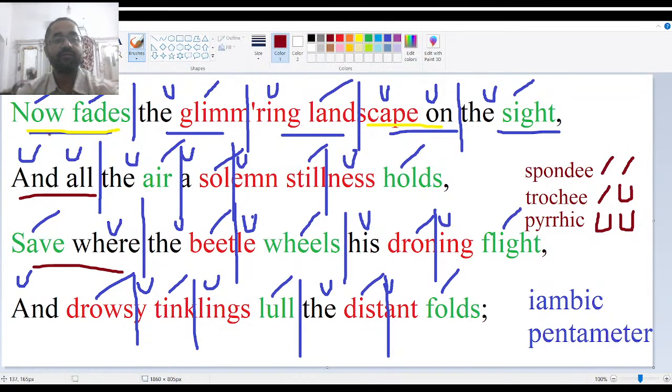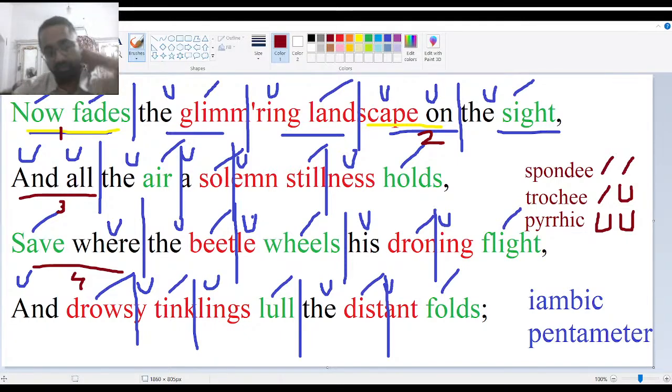So you have 1, 2, 3, and 4. 4 variations in the passage given here. So I hope this is clear to all of you. If there are any questions, you can go ahead, type in the chat box. Okay, good. So no questions. Let's move on to the next passage.